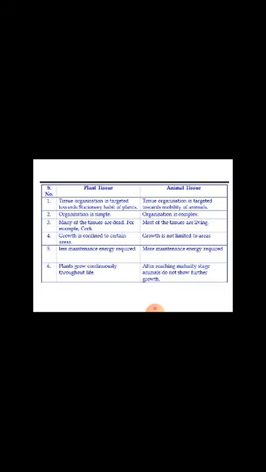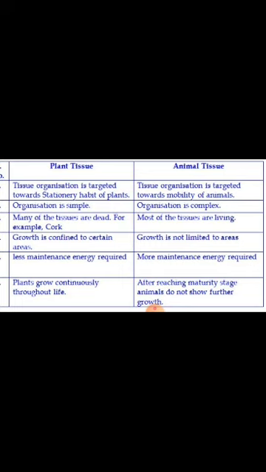Now I'll discuss the difference between plant tissues and animal tissues. When you go through it, you will come to know specifically about the animal tissues and the plant tissues. The plant tissue organization is targeted towards the stationary habit of plants. As we know, plants are stationary, they don't move from one place to another, whereas animals move, they show mobility. Mobility means movement. Why do they move? In order to search for food and shelter.